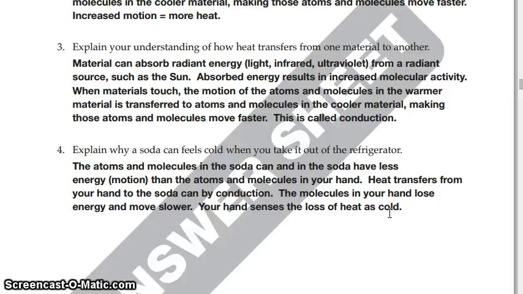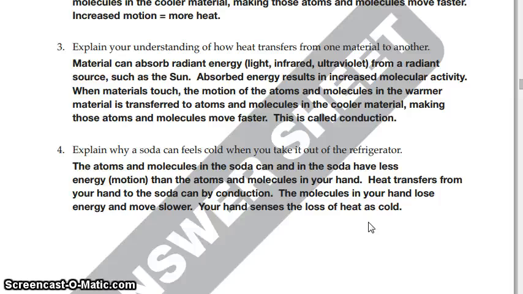So the opposite of what we've seen here. Again, remember that there is no such thing as cold. When we're talking about things being colder, we're saying that they have less energy or a lower temperature. And remember that temperature is a measure of the energy that something has.